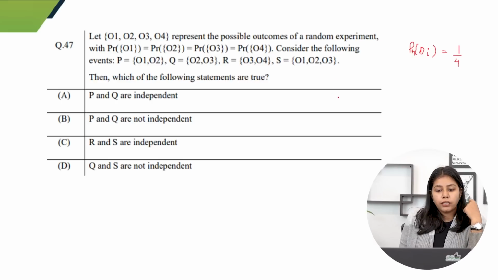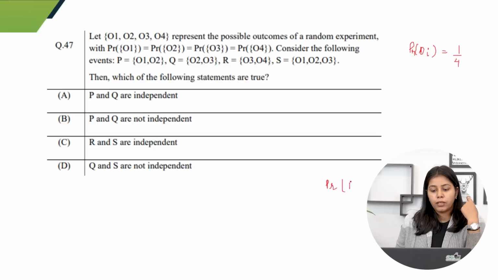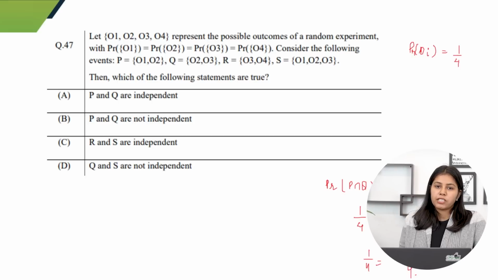So we know that for independent events, let's say if I have to find out whether P and Q are independent, that means I have to check that probability of P intersection Q is equal to probability of P into probability of Q. So for probability of P intersection Q, O1, O2 and O2, O3, their intersection is O2, and probability of O2 would be 1 by 4. Probability of P is, we have two elements, so probability would be 2 by 4 into 2 by 4. So we'll get this as correct because the left hand side is 1 by 4, and if I solve this, I'll get 1 by 4 as well. So that means P and Q are independent. So A is true, B is not true.